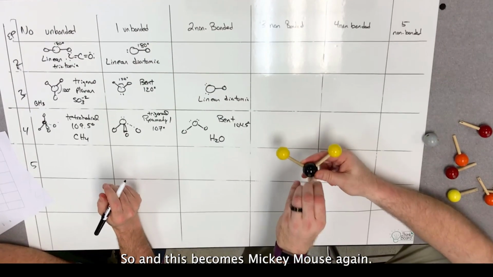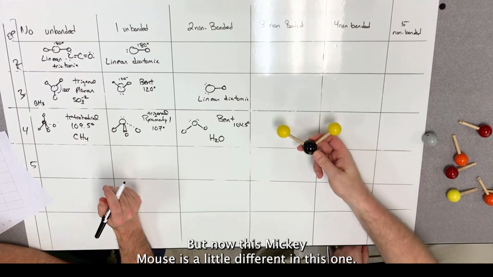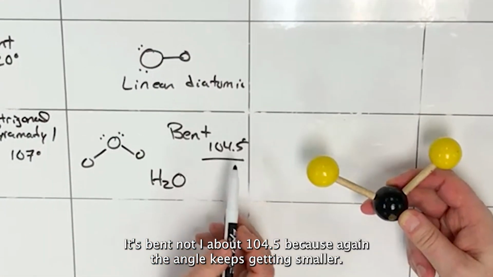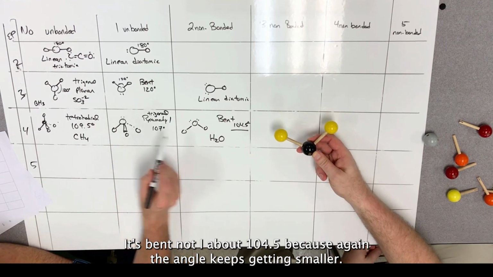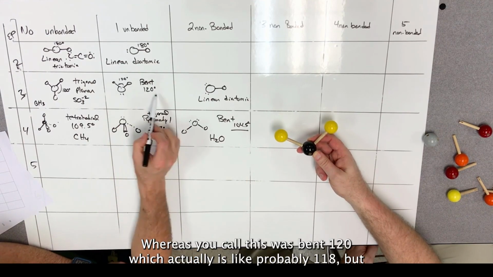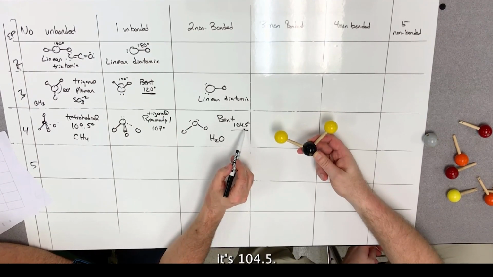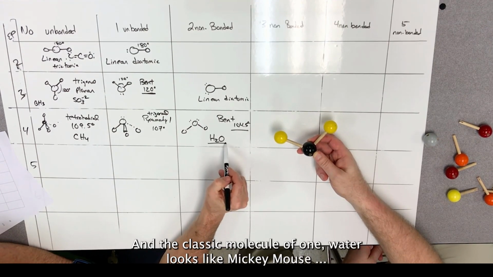And so this again becomes Mickey Mouse again. But now this Mickey Mouse is a little different. In this one, it's bent, notice I wrote 104.5, because again, the angle keeps getting smaller, where if you recall, this was bent 120, which actually is probably 118. But it's 104.5 in the classic molecule of water. Water looks like a Mickey Mouse head. True story.